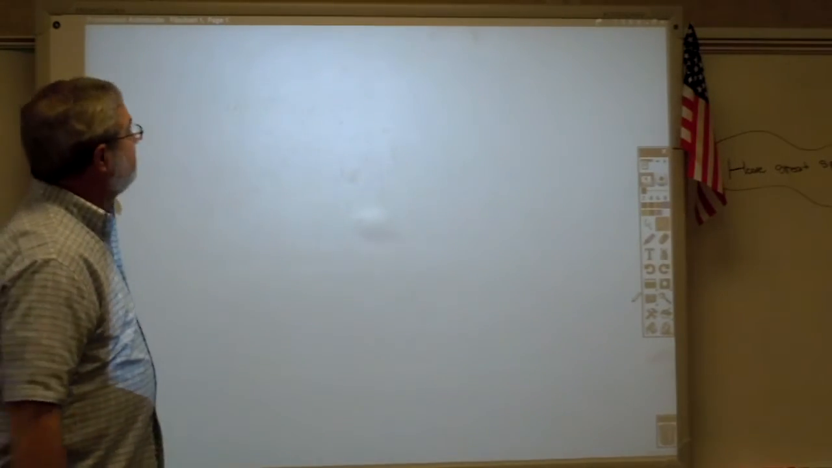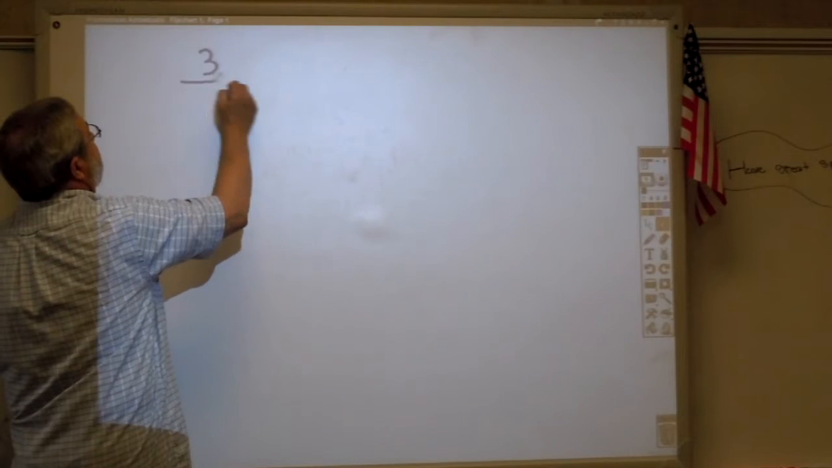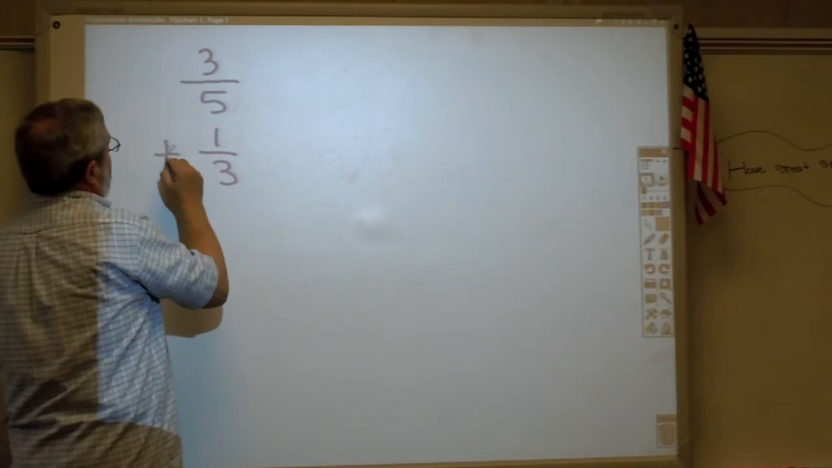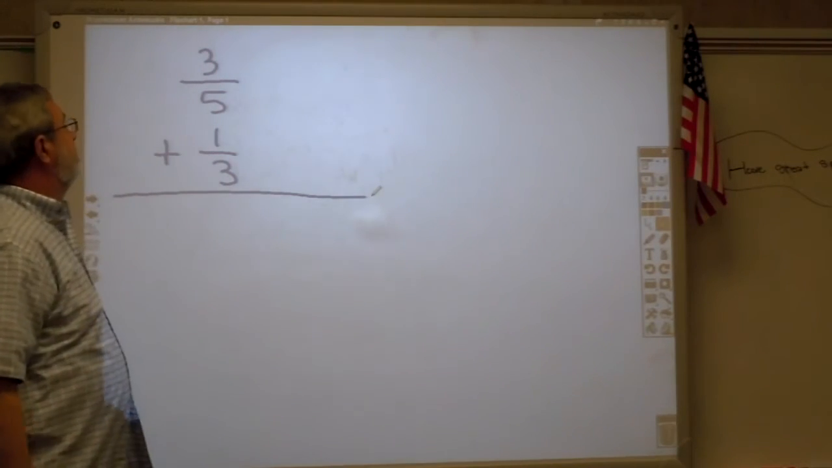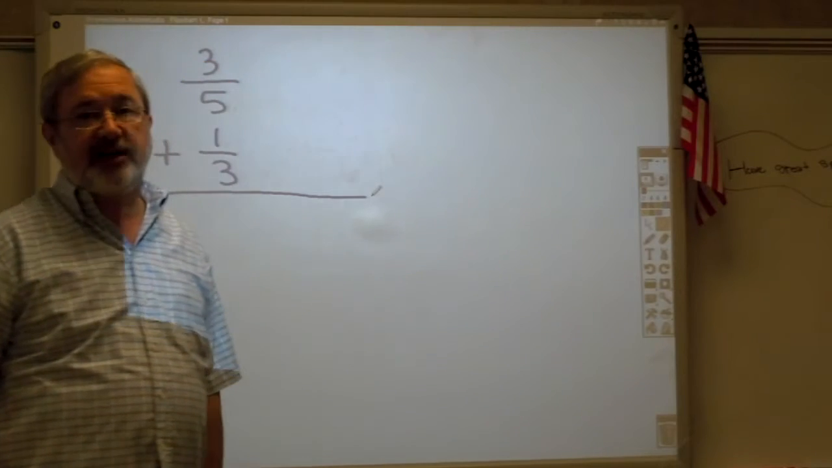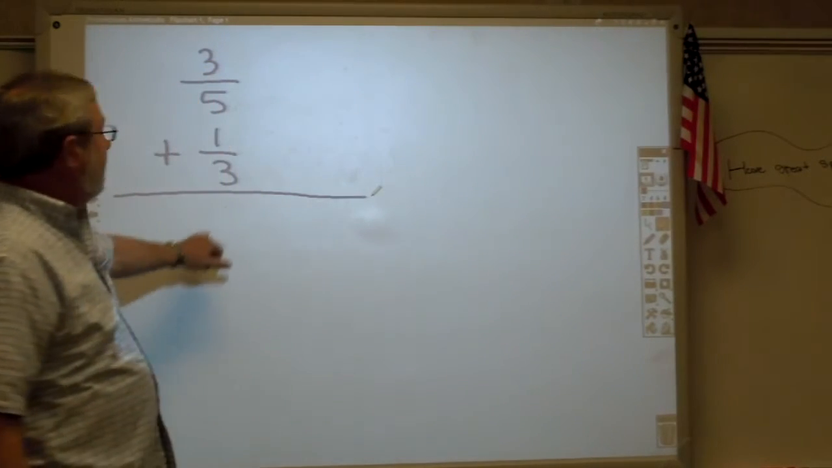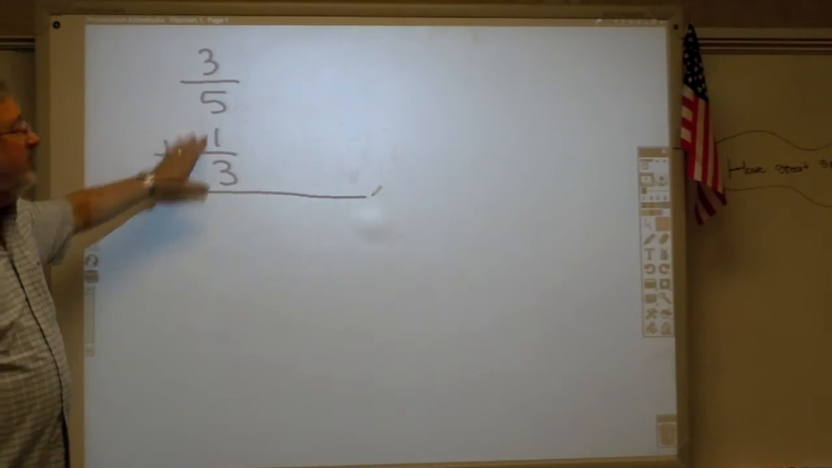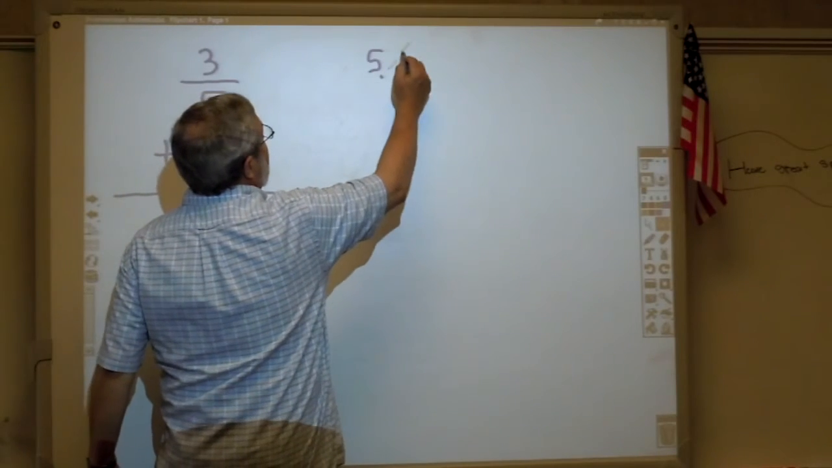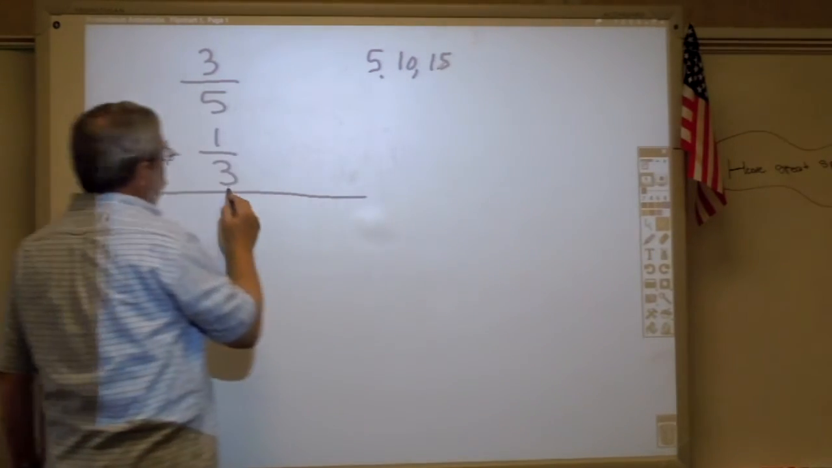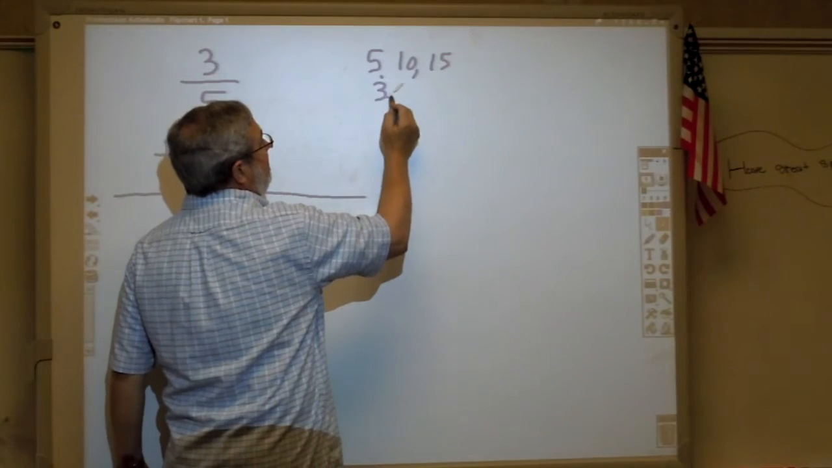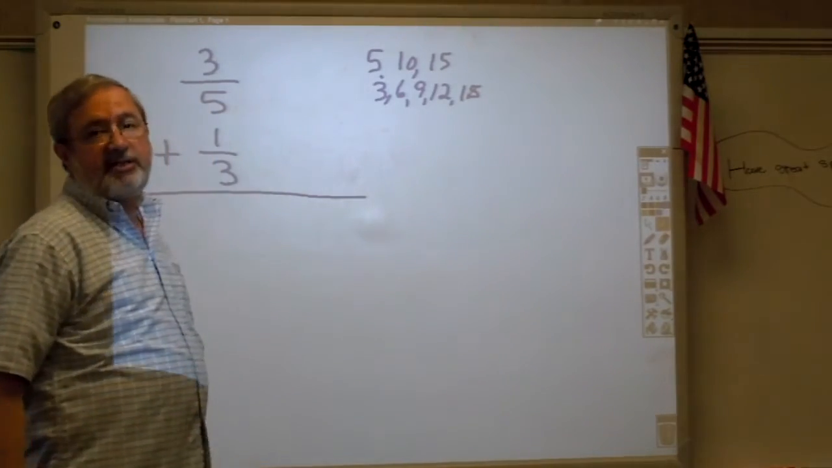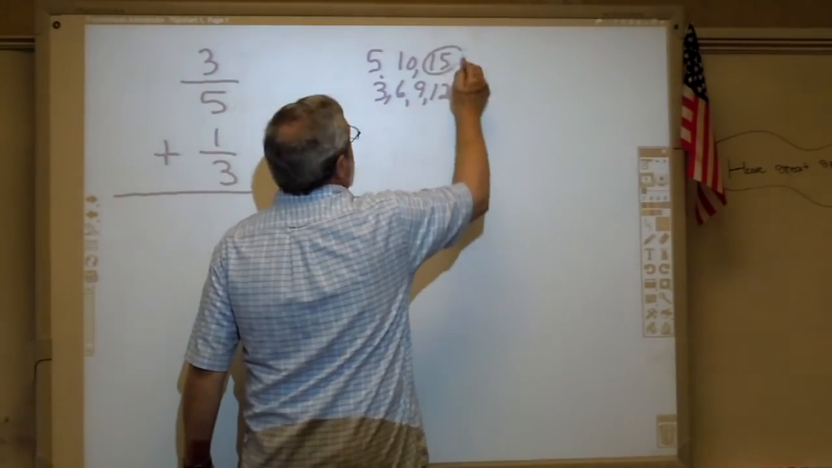Now this is your next practice problem. Three-fifths plus 1/3. Write that down, pause your video, and come back and let's see how we did. Once again, I need to use my least common multiples. So I'm going to take 5, 10, and 15. Take this denominator of 3. And once again, my least common multiple will become 15.